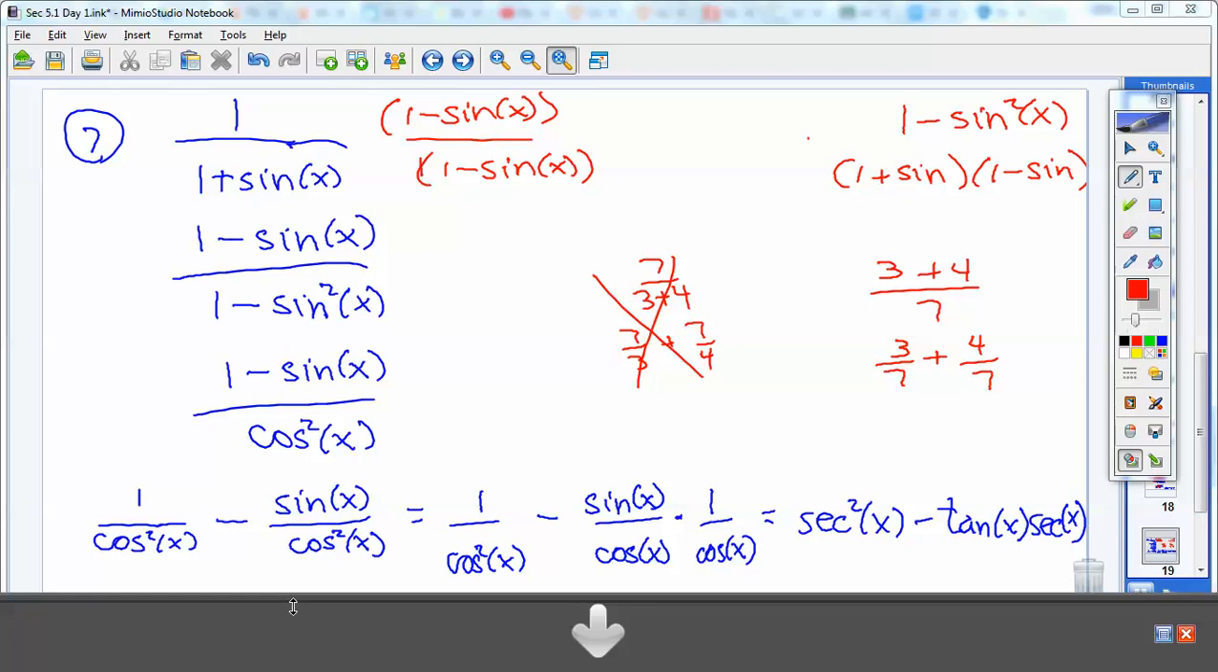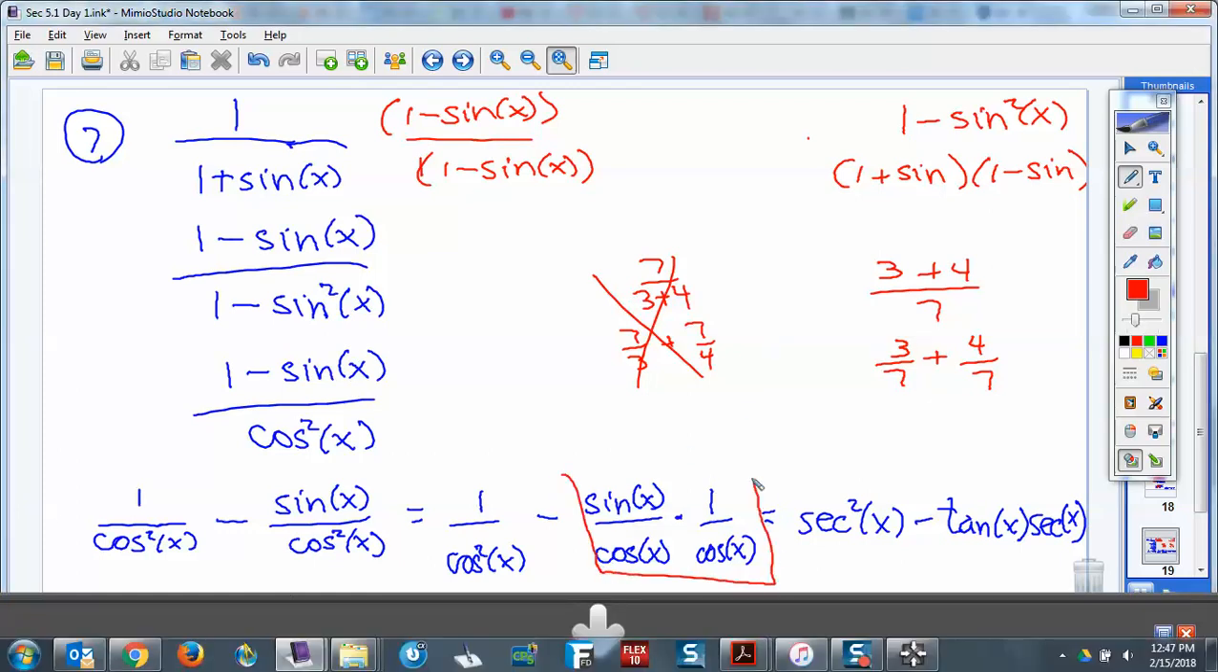Sine over cosine squared. Well, now, it's a different kind of split. But I can make this sine over cosine times 1 over cosine. Remember, when you multiply fractions, you just multiply across. So it's a different kind of splitting than what I did here. So I'm taking sine over cosine squared, and I'm making it sine over cosine times 1 over cosine. Hopefully you're convinced that that's the same as that right there, because with fractions you just multiply them together. So that'd be sine over cosine squared.